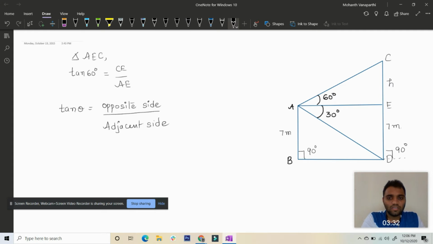Now we assumed that the length of CE is H, so I am substituting the value H in place of CE and keeping AE as it is. We also know that the value of tan 60 is √3. So √3 is equal to H by AE. Equation 1.